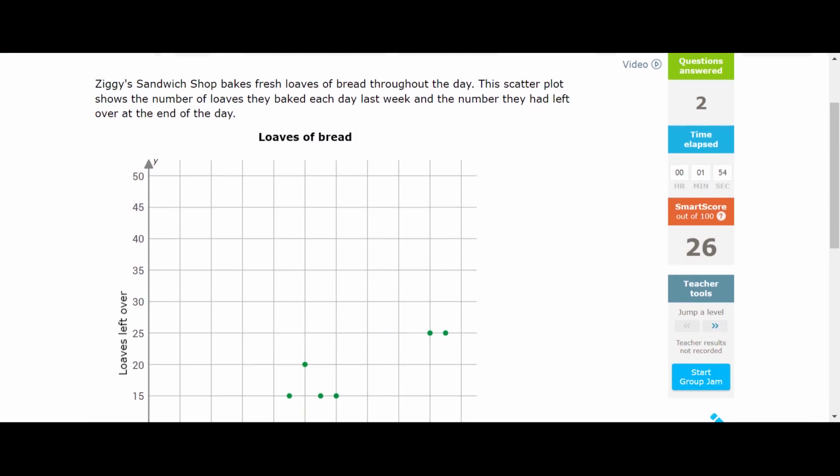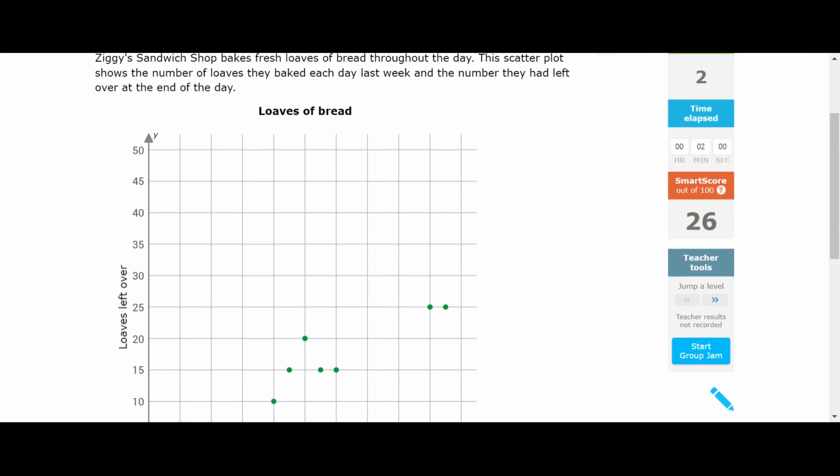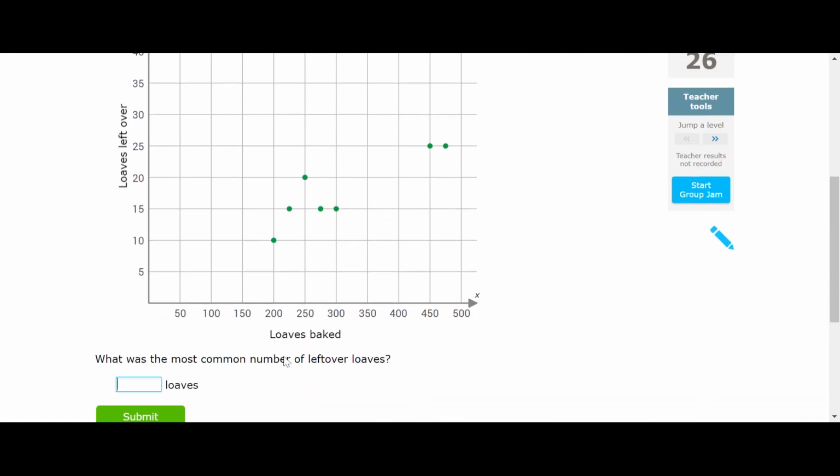Ziggy's Sandwich Shop bakes fresh loaves of bread throughout the day. This scatter plot shows the number of loaves they baked each day last week and the number they had left over at the end of the day. What was the most common number of leftover loaves?